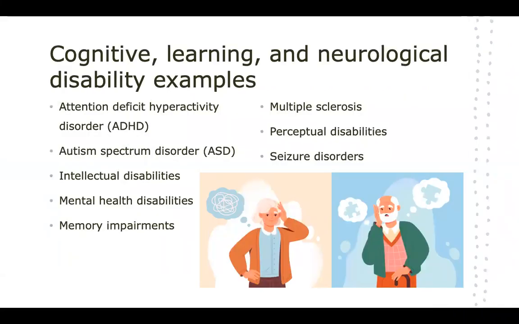The second grouping of disabilities is cognitive, learning, and neurological. Nine cognitive, learning, and neurological disability examples include attention deficit hyperactivity disorder, also known as ADHD, autism spectrum disorder, also known as ASD, intellectual disabilities, mental health disabilities, memory impairments, multiple sclerosis, perceptual disabilities, and seizure disorders.